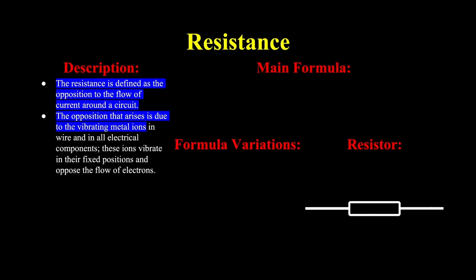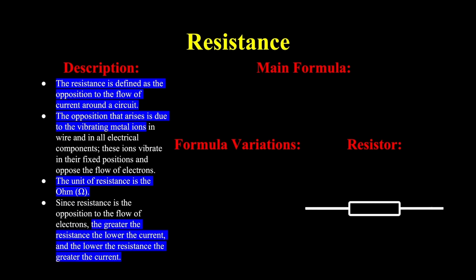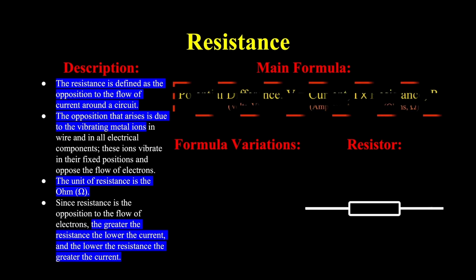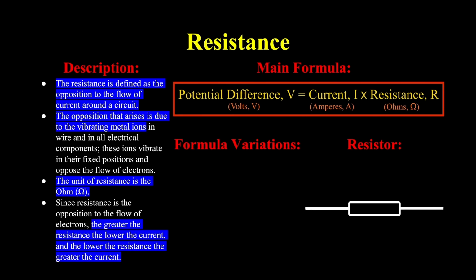A resistor is an electrical component used solely for limiting the current in the circuit. The unit of resistance is the ohm, and the unit symbol is denoted using the Greek letter omega. Since resistance is the opposition to the flow of electrons, the greater the resistance, the lower the current, and the lower the resistance, the greater the current. V equals IR is the main formula for a rule we will look at in a moment called Ohm's law.